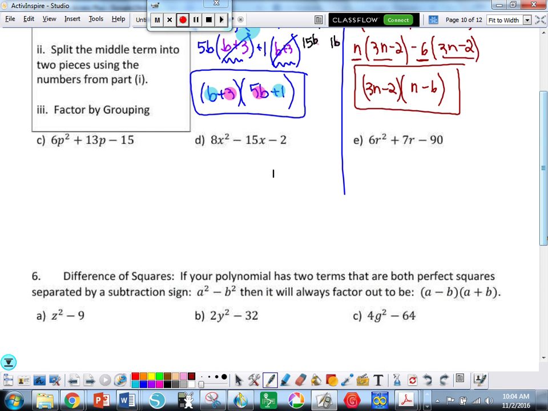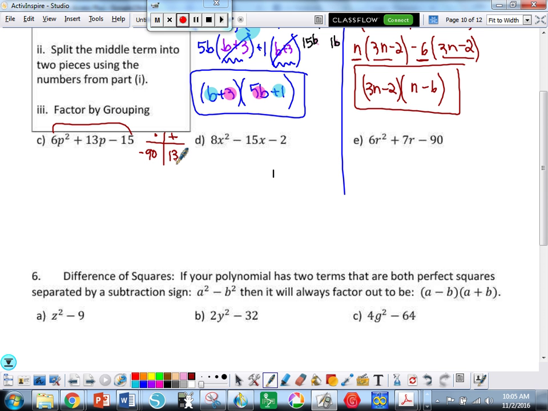Why don't you try part C? See if you can fill out the chart. See if you can find the two numbers. I'm going to pause it really quick. Don't forget to remind me to. All right, we're looking for two numbers that multiply to what? Negative 90 and add to a 13.